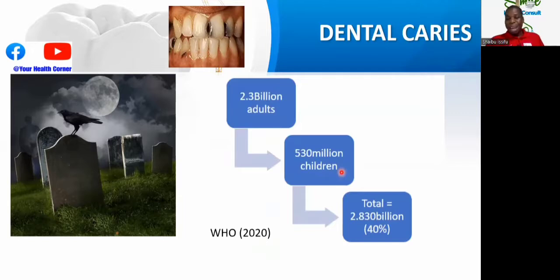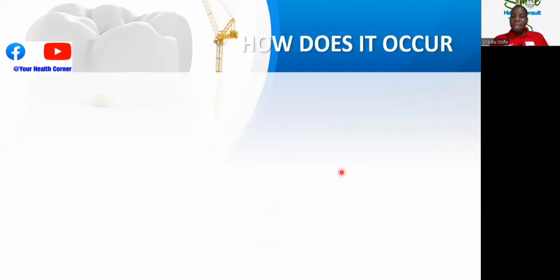Let's look at this important WHO statistics. About 2.3 billion adults have dental caries. About 530 million children have dental caries. So globally, we have about 2.83 billion people having dental caries. But don't be deceived, because the figure is higher in developing countries, and sub-Saharan Africa, to be specific. Let's look at how this occurs.